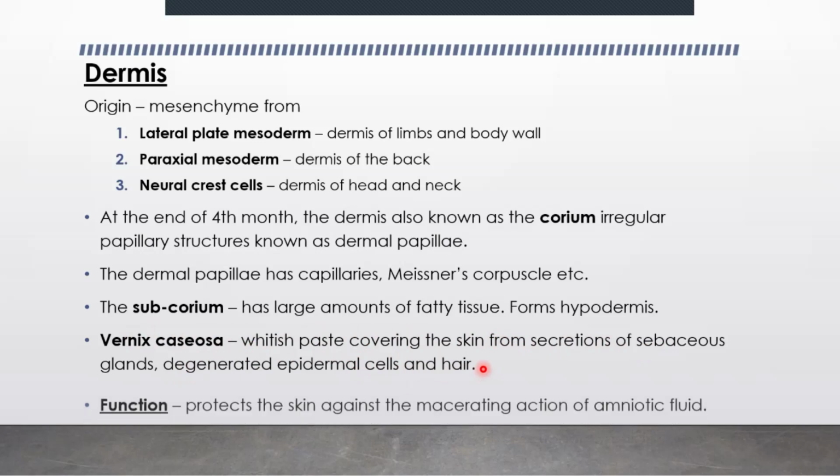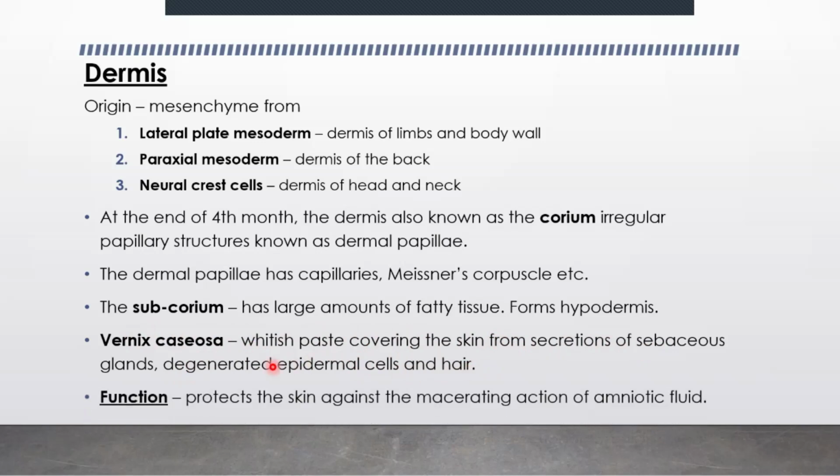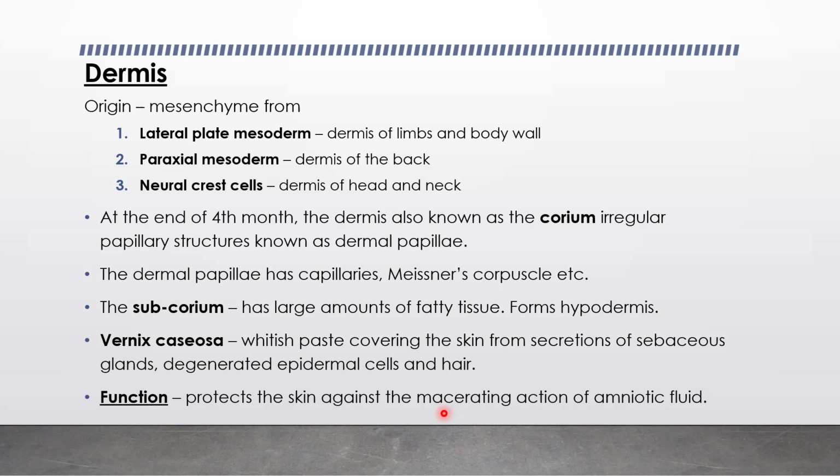At this point, this vernix caseosa protects the skin during birth and even before birth against the macerating action of the amniotic fluid. So it has a protective function, preventing the macerating action or the ulcerations that could come from the amniotic fluid. This vernix caseosa will occur as a whitish paste during birth. Then, of course, due to washing of the baby, the vernix caseosa ideally comes off.